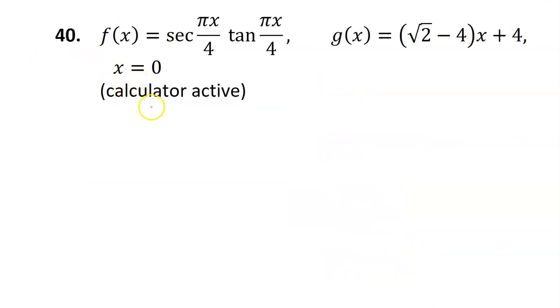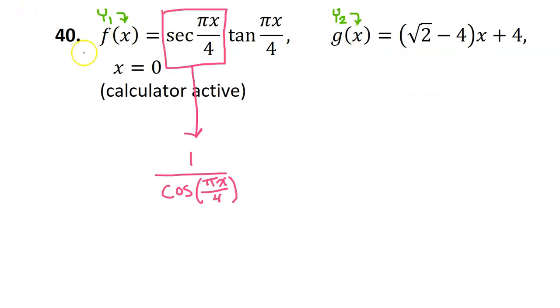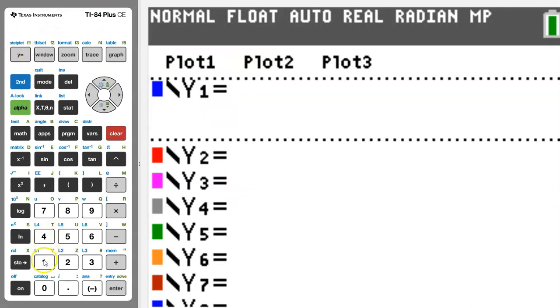Number 40 is also calculator active, so I will type f of x into y1 and g of x into y2. Notice that there is no secant button on the calculator, so I will have to write this part as 1 over cosine of pi x over 4.